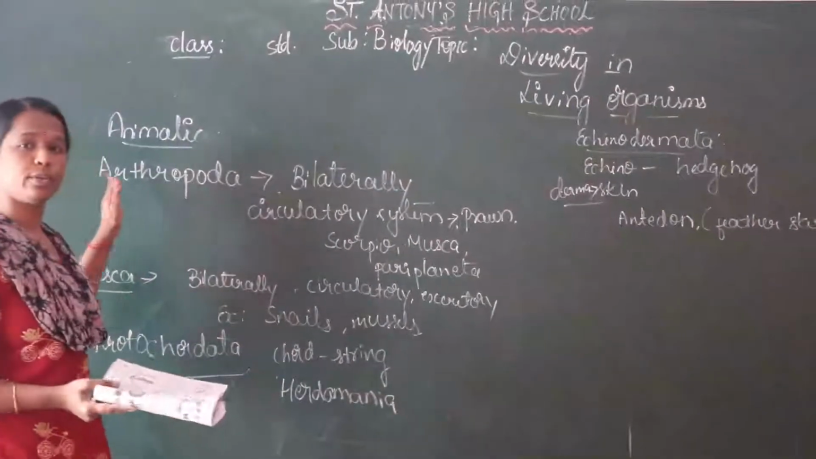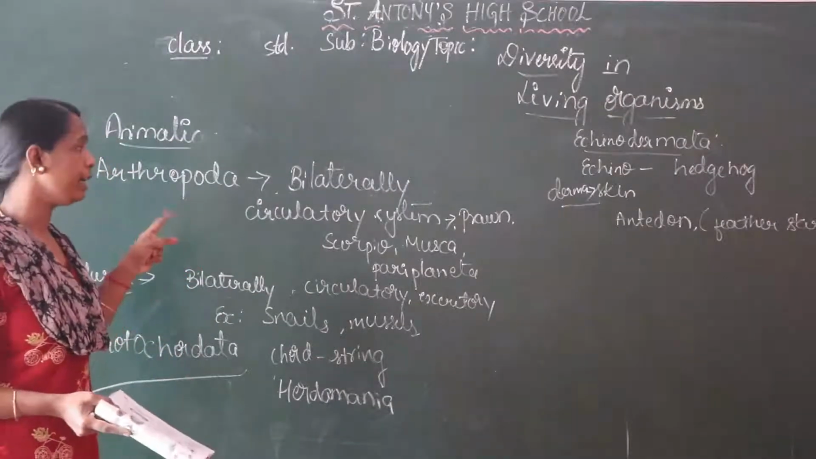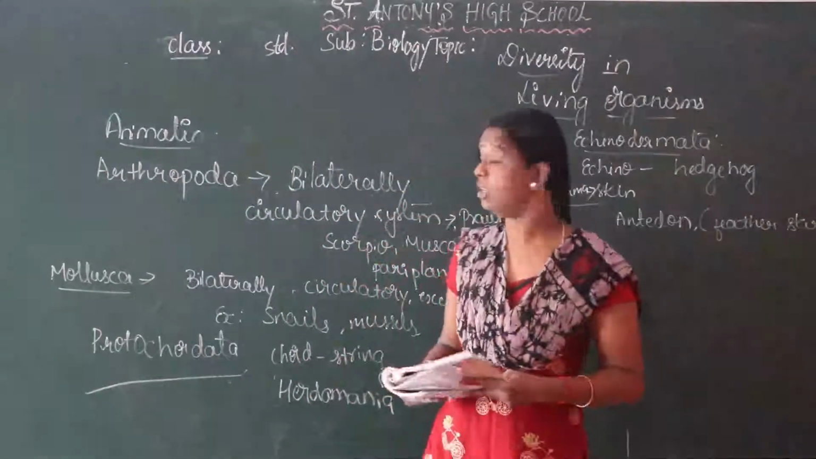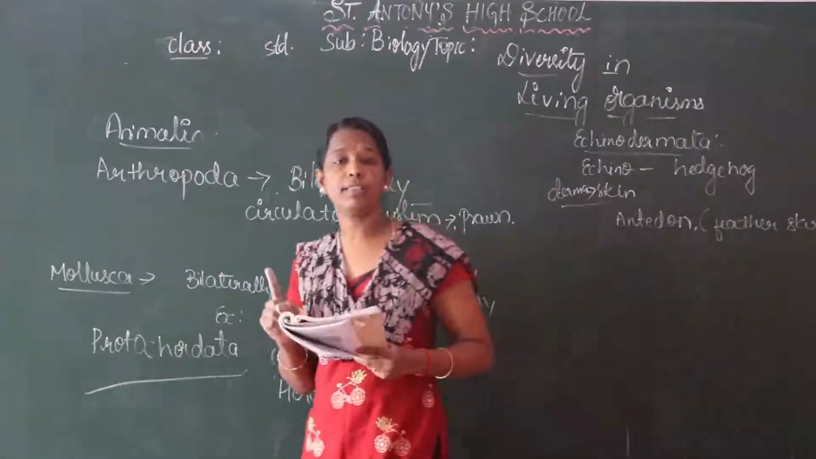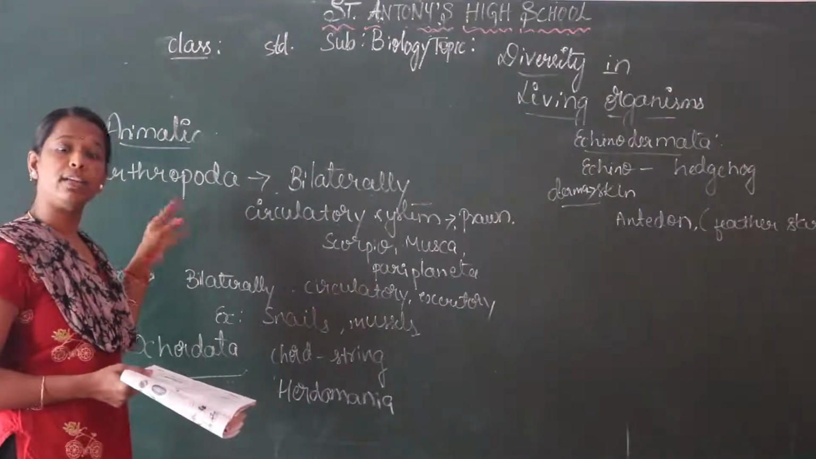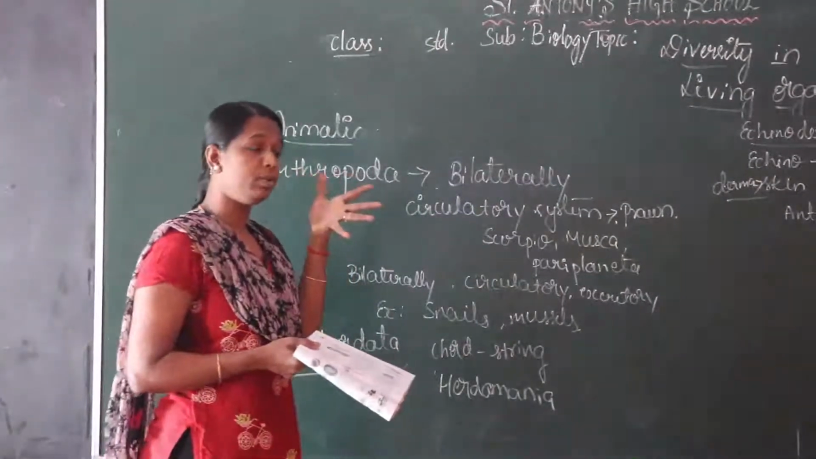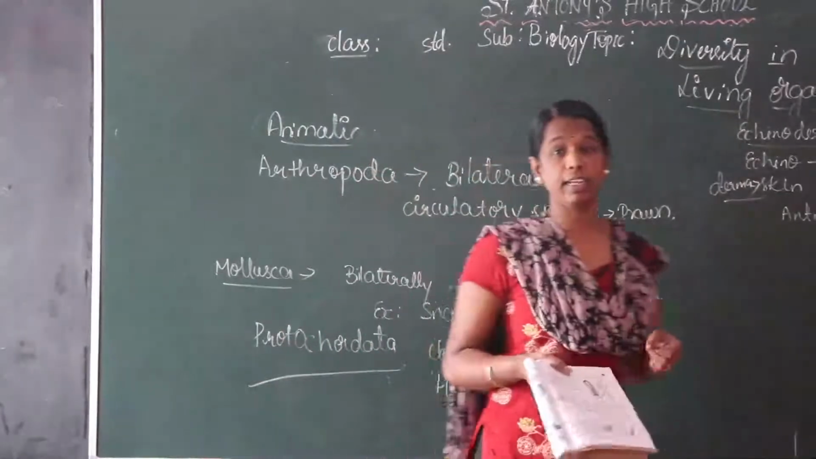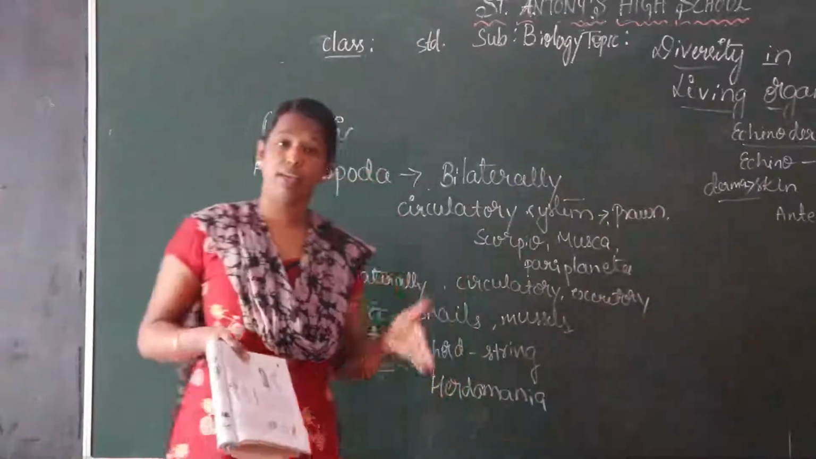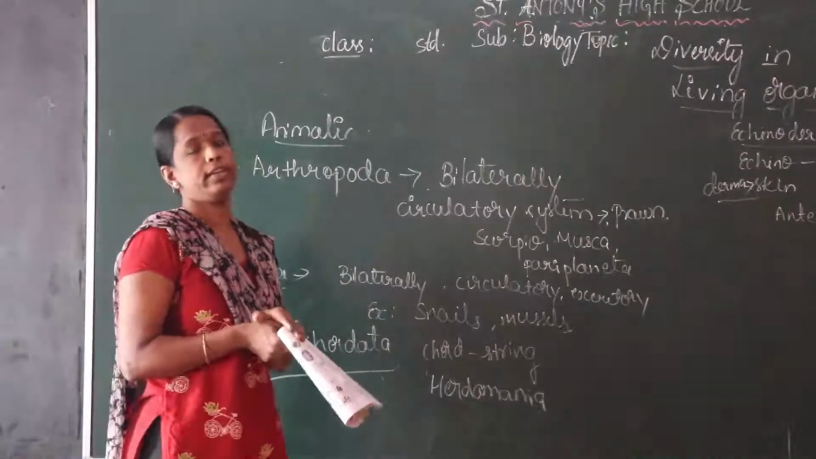Children, the next group is Arthropoda. In Arthropoda, animals are bilaterally symmetrical and triploblastic. Here we observe a special circulatory system, the open circulatory system. Open circulatory system means, for example, when you cut a cockroach, what happens? A white-colored liquid forms. That liquid is its blood. There is a colorless pigment of blood present in the cockroach. Like that, it is an open circulatory system. We human beings have a closed circulatory system.